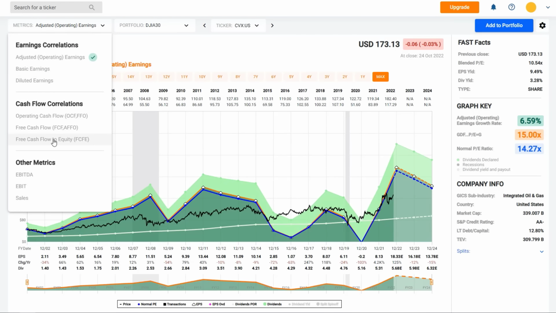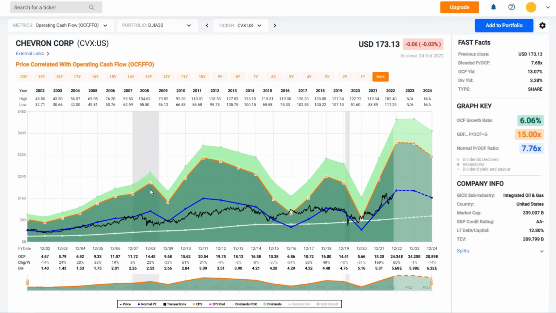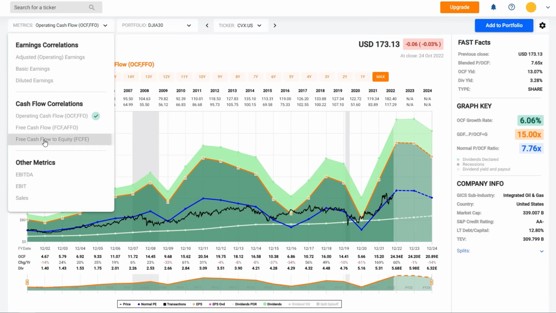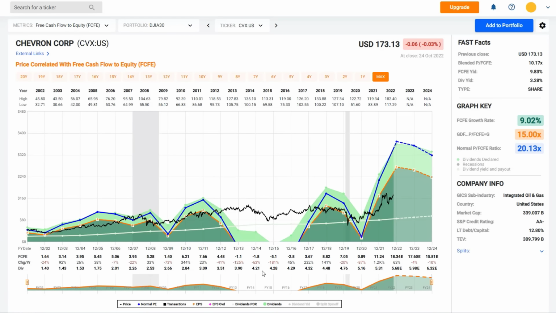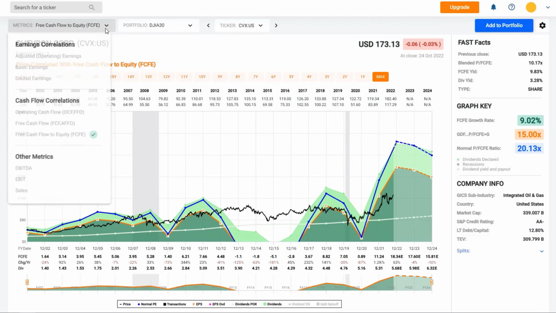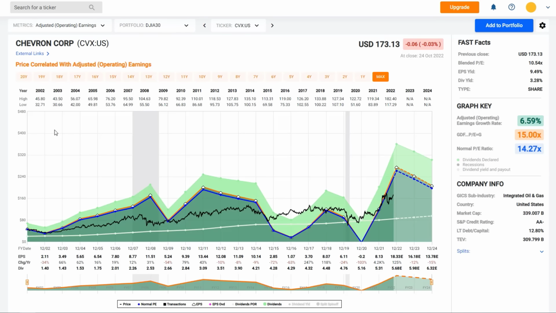By the way, you can look at companies from a lot of different perspectives with FAST Graphs. This is looking at it from a standpoint of operating cash flow covering the dividend. And you can also look at whether free cash flow covers the dividend. And you can see there have been a couple of years where it didn't, but they still raised their dividend, but modestly nevertheless. So Chevron, looks like it's undervalued today.